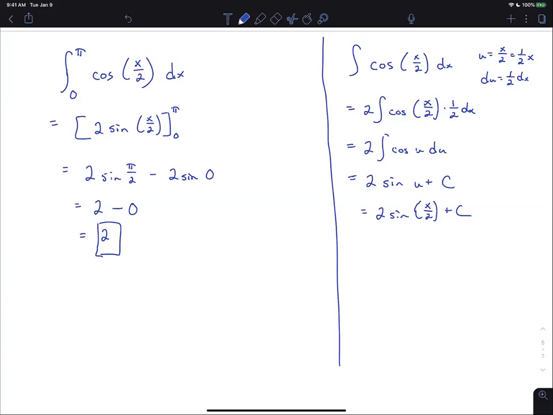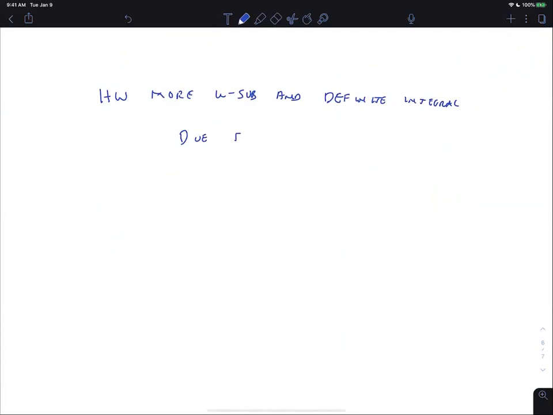So then that's actually it for new material today. So I wanted to go over kind of how to do it when you need to solve for X first, and then how to deal with definite integrals. There is one more homework posted. So it's called homework, more use of u-substitution and definite integrals. And so there's a bunch of those to practice on WebAssign. That's going to be due Tuesday at 11:59 p.m. as well.